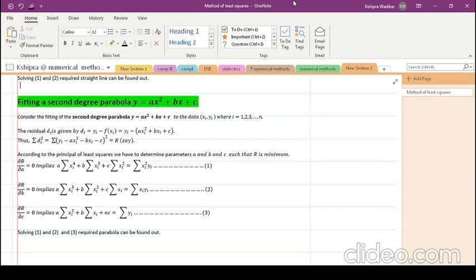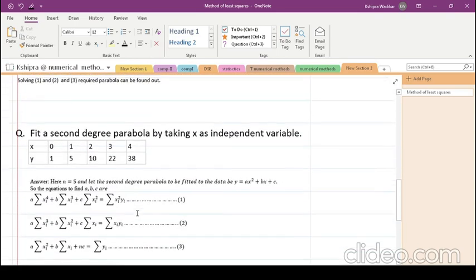According to the principle of least squares, we have to determine the parameters a, b and c such that R is minimum. So we calculate the partial derivative of R with respect to a and equate it to 0, the partial derivative of R with respect to b and equate it to 0, and the partial derivative of R with respect to c and equate it to 0. So we get these three equations. Solving equations 1, 2 and 3, we will get the values of a, b, c.